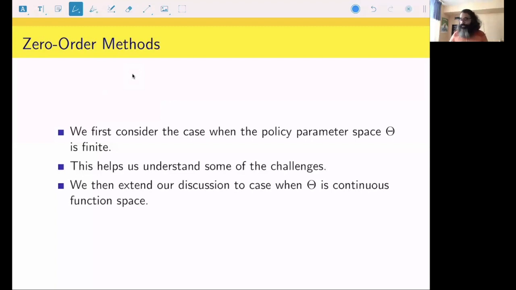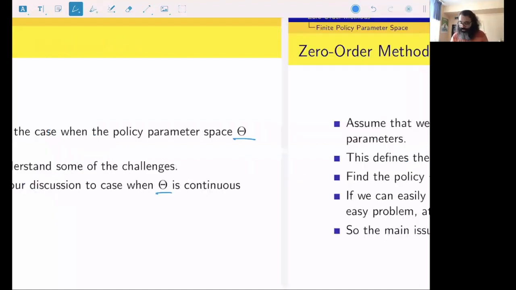Okay, so let's continue with zero order methods. Here we just want to use the information about the value of this performance measure, J of rho, and we don't use any gradient information. We start from the case when the policy parameter space theta is finite, so we have only a finite number of possible policies. This helps us understand some of the challenges, and then we extend it to the case that the policy parameter space is continuous.